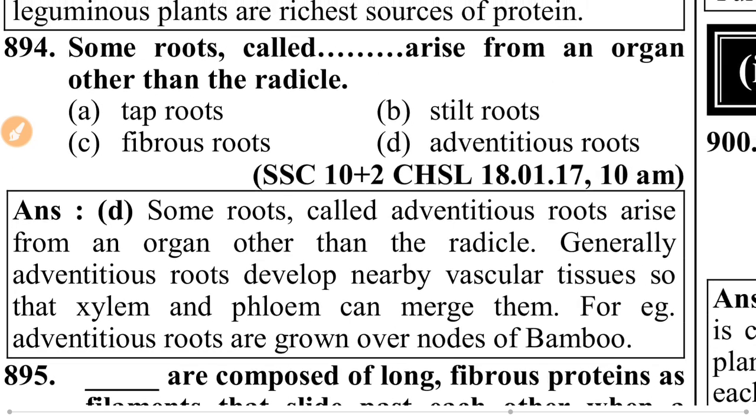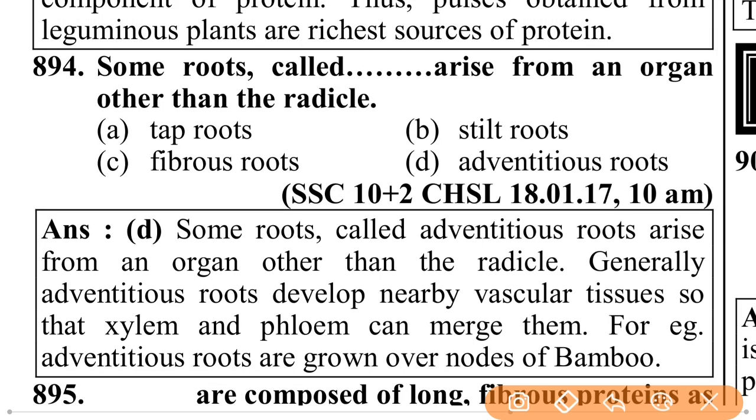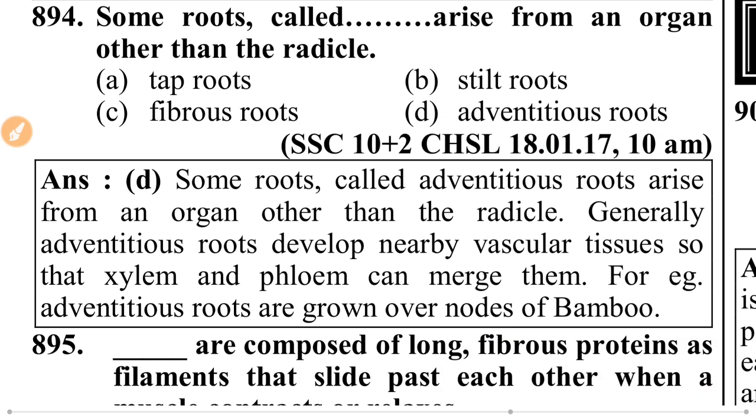Some roots, called adventitious roots, arise from an organ other than the radicle. Adventitious roots develop near vascular tissue so that xylem and phloem can merge with them. For example, adventitious roots are grown over the knots of bamboo.